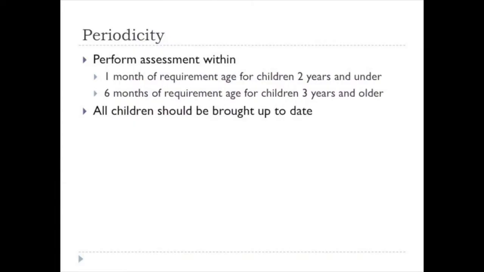How close to the age marks on the periodicity schedule does a child need the exam? If the child is 2 years or younger, the exam must be completed within 1 month of the age listed on the periodicity schedule. If the child is 3 years or older, the exam must be completed within 6 months of the age listed on the periodicity schedule. Remember, children who are coming into your care that may not be up to date on procedures or immunizations should be brought up to date during their exam.